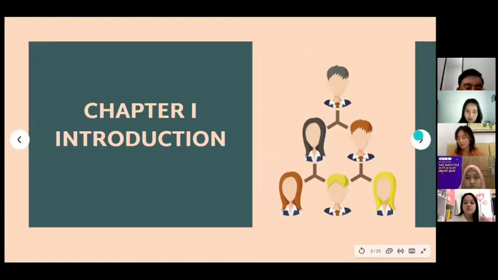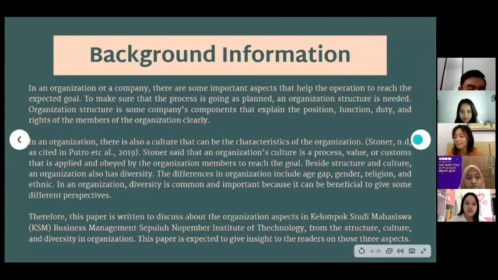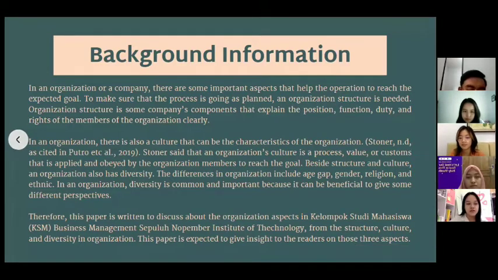Chapter 1, Introduction. In an organization or company, there are some important aspects that help the operation reach the expected goal. To make sure that the process is going as planned, an organization structure is needed. Organization structure is a company's component that explains the position, function, duty, and rights of the members of the organization clearly. In an organization, there is also a culture that can be the characteristic of the organization.